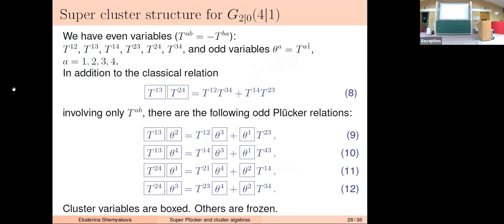Okay, so what we're going to do in supercluster structure, right? For 2,0 in 4,1. Okay, so what we have are relations of this type, so number 8, which is very similar, not very similar, exactly the classical Plucker relations, right? Which is different from Greg's and his team's, because he has something multiplied by this.